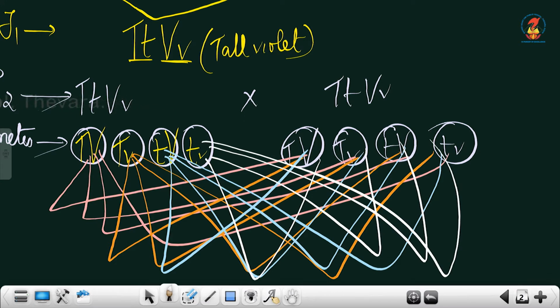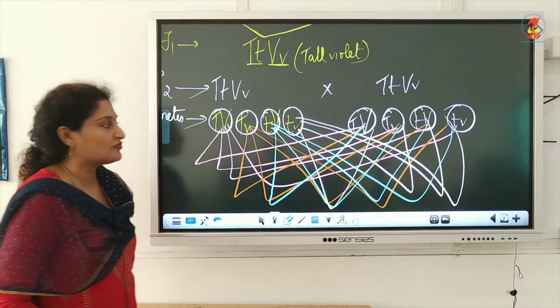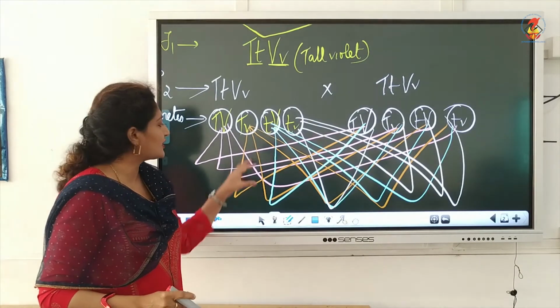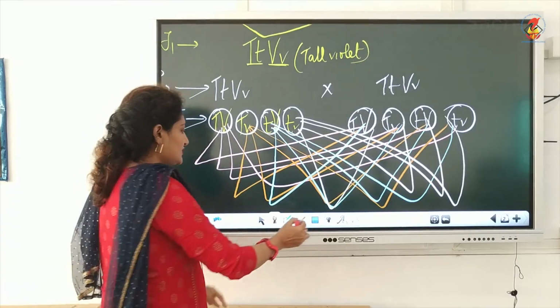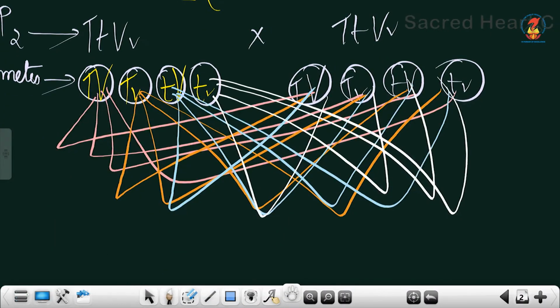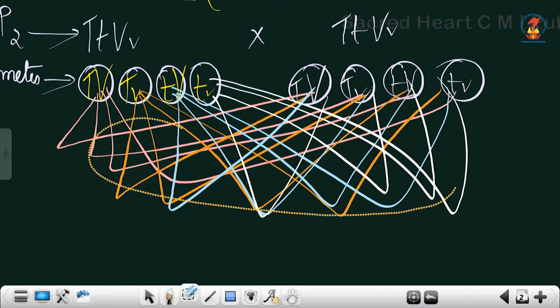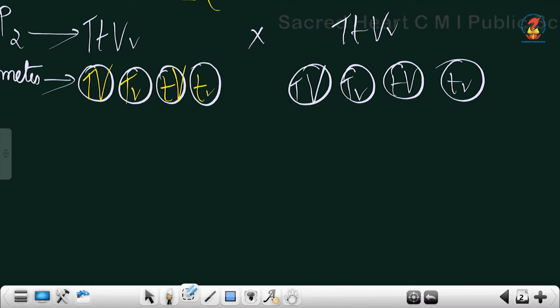Now look at the state. This is the way to cross, but very messy, very untidy. You cannot even identify. So it creates a lot of problems. So there's another way to represent it to avoid confusion. An easy method is the Punnett square.